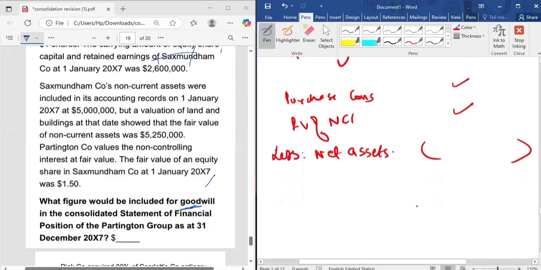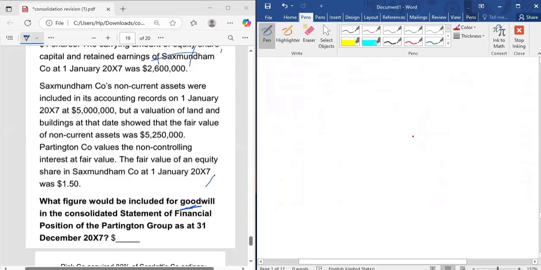Whenever we acquire a subsidiary, we have to take the fair value of the net assets of the subsidiary on that day. The fair value is calculated according to IFRS 13. That is right now not in your syllabus, but just understand that we have to calculate the fair value. So the net assets are made up of share capital and retained earnings. They had given us share capital and retained earnings.